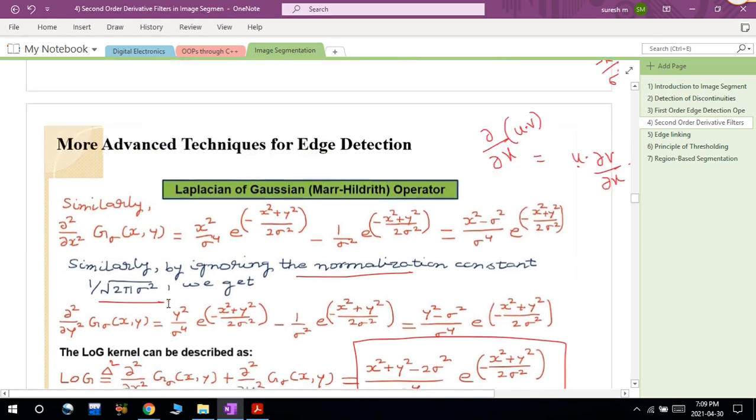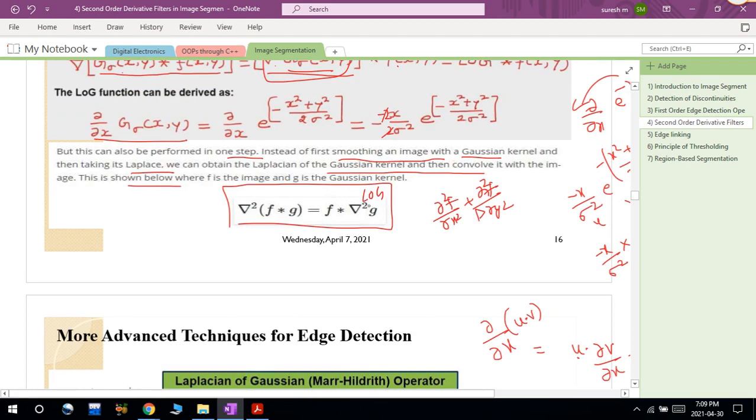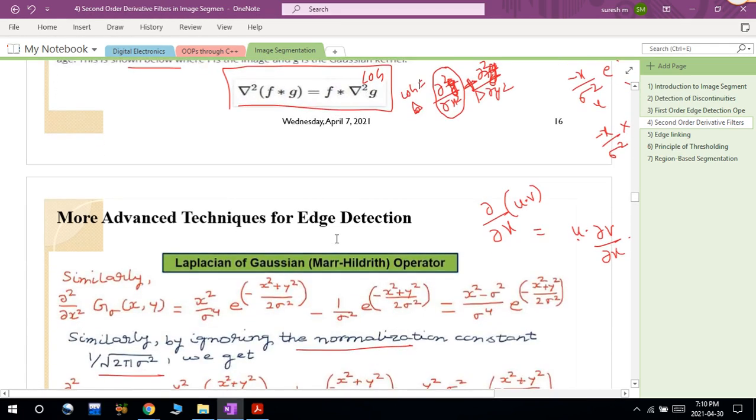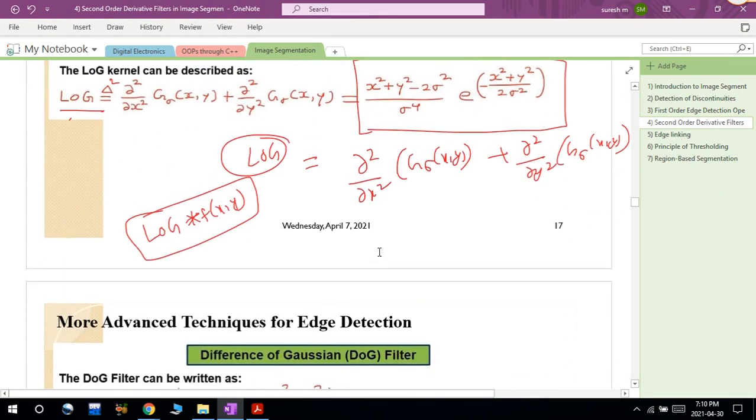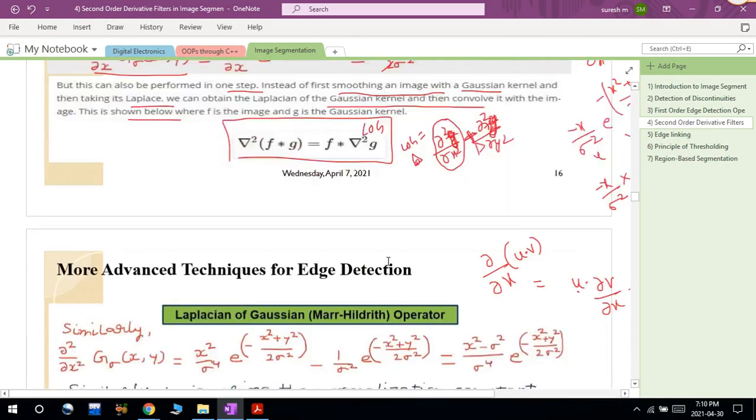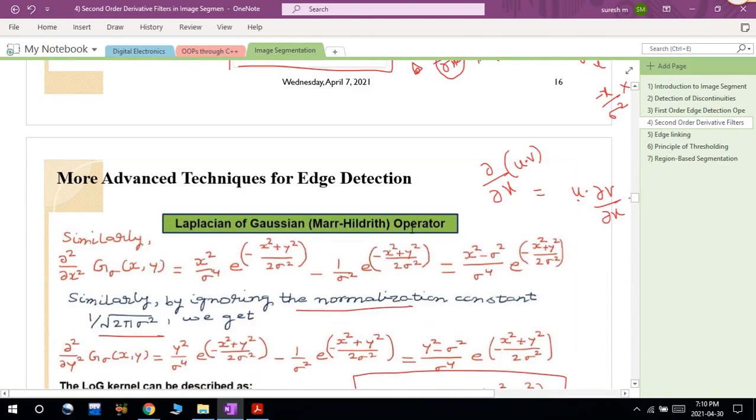LOG is nothing but applying the Laplacian on the Gaussian only. That is nothing but I will find ∂²g/∂x² and ∂²g/∂y², here it is g, not f. So I will find the second order derivative of this Gaussian function with respect to x and with respect to y, and later I will do the addition. This entire thing is called the Laplacian of Gaussian operator or LOG operator. Once I find this Laplacian, I will convolve with the original image. So this is all about the Laplacian of Gaussian operator or Marr-Hildreth operator.